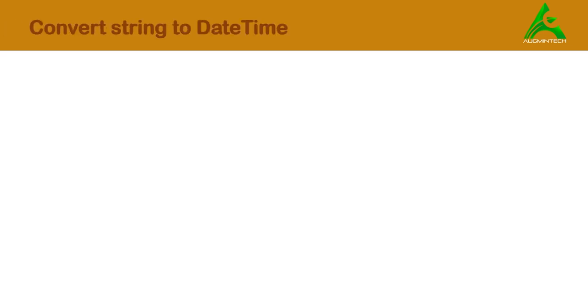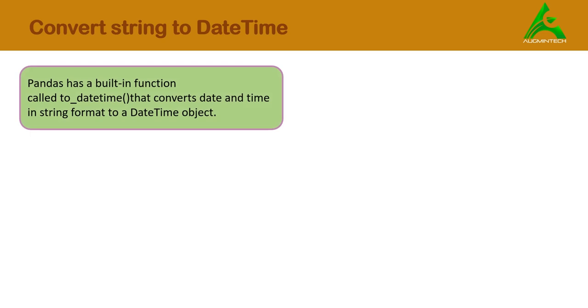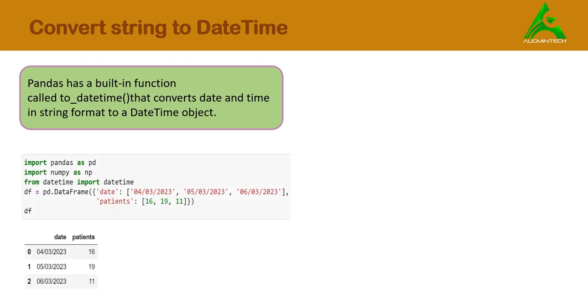Now let's see how to convert string to datetime. Pandas has a built-in function called to_datetime that converts the date and time in string format to a datetime object. So there we go. Here we first import pandas as pd, numpy as np, and then we also import the datetime method from the datetime module by writing from datetime import datetime. Datetime is the module name as well as datetime is a method or class inside the datetime module.